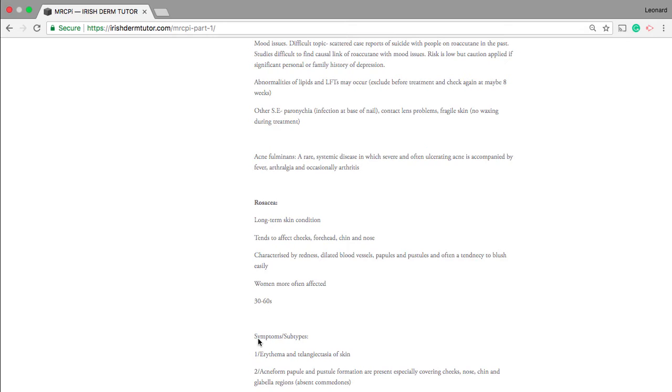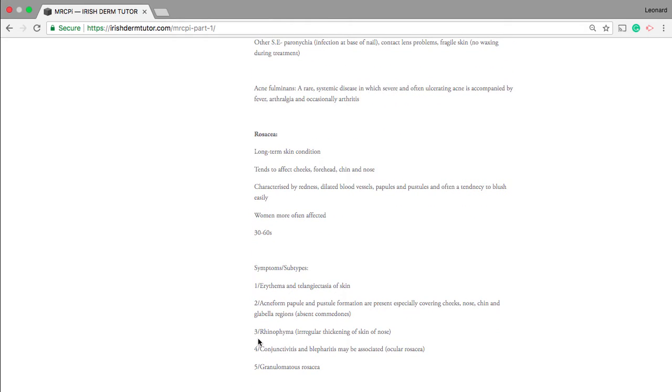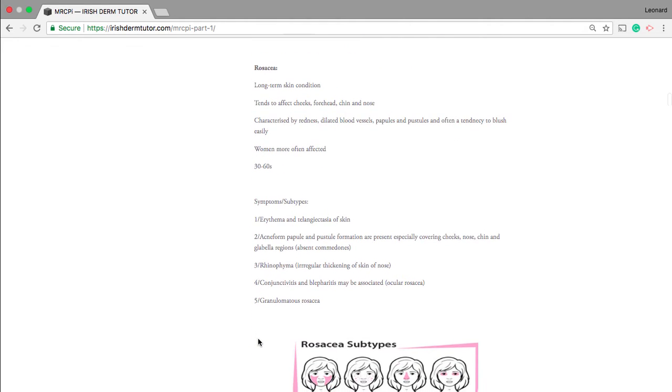Women are more often affected, and it tends to occur in the 30s to 60s age group. Now, you can get different symptoms and subtypes of rosacea. One subtype is erythema and telangiectasia of the skin, as seen in this schematic here. Another subtype is acneiform papules and pustules, which tend to cover the cheeks, the nose, the chin, and the glabellar regions, which is between the eyebrows.